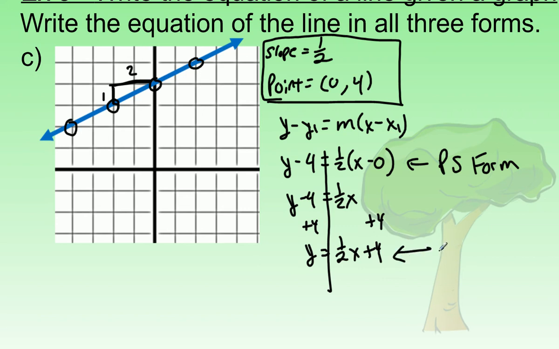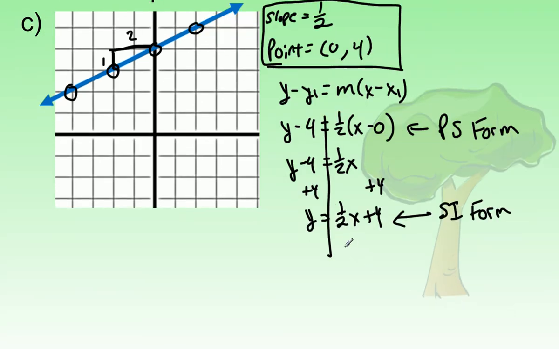This is slope intercept form. And finally, to change to standard, we're going to get this x term over on the left side. So I'm going to subtract 1/2 x, giving me negative 1/2 x plus y equals 4. This is standard form.